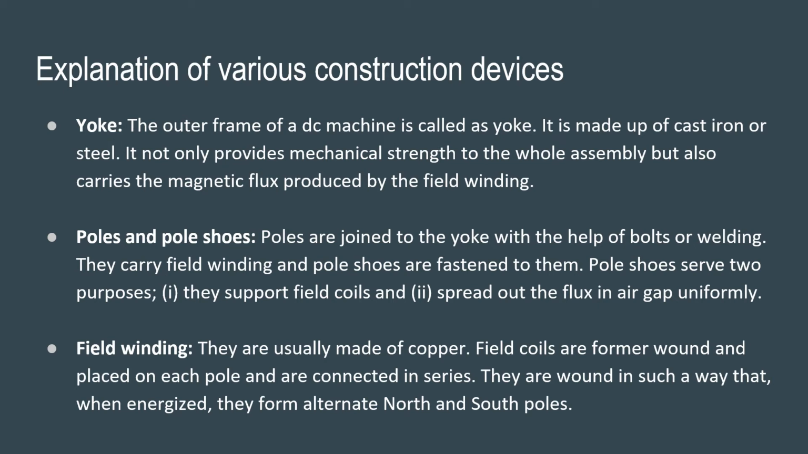Here is the explanation of the various construction parts. The yoke is the outer frame of a DC machine. Poles and pole shoes are joined to the yoke. Field windings are made of copper. The winding is very important in the motor. Commercial winding is mostly done with copper, but various other metals like silver and platinum are also used.